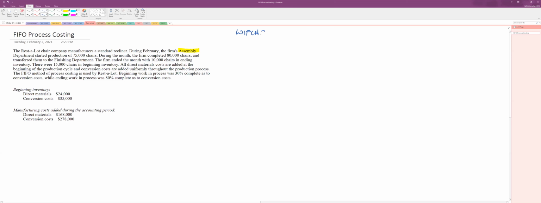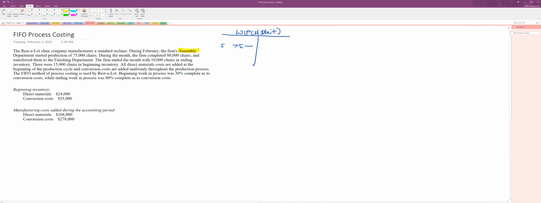Let's summarize everything in units. So, physical flows. It says that the department started the production. The newly started this month is 75,000. This month, the company completed 80,000 chairs and transferred them out to the finishing department.